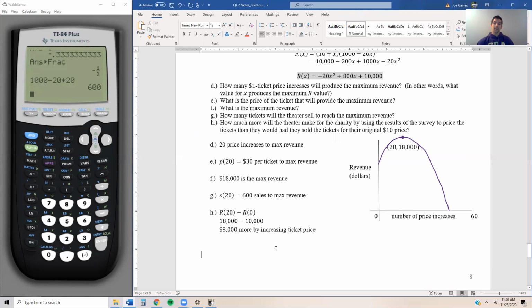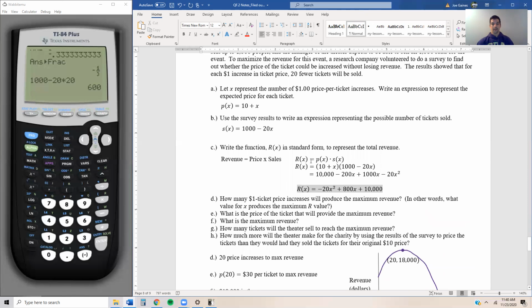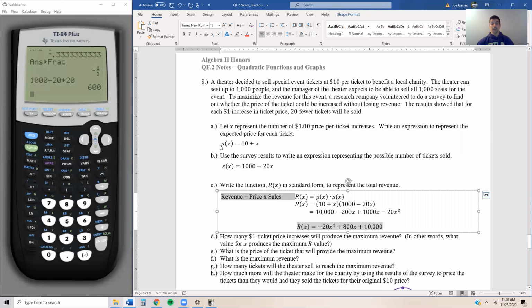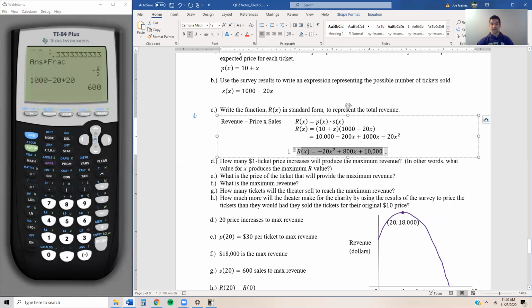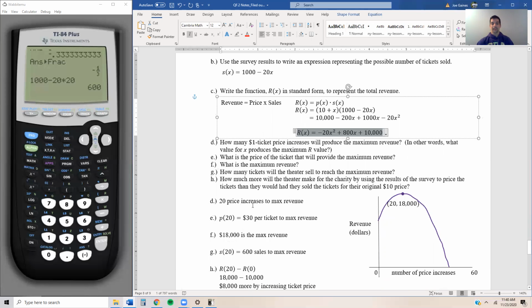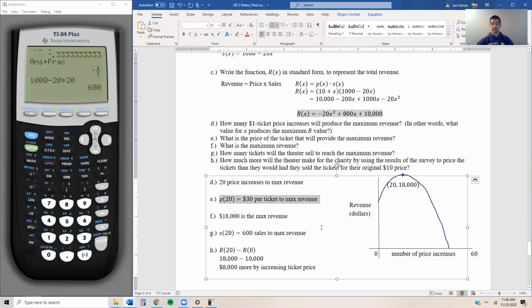So in this scenario, we had a lot more work to do. We had to establish an equation for revenue. In order to create a revenue equation, we need price times sales. So we used the information that was given to us to create an equation for price and an equation for sales. We combined those two equations into a single equation for revenue. Then we were able to answer some questions based on generating maximum revenue. In some instances, we did have to go back to the price equation and the sales equation to get more information about specifically price and sales.